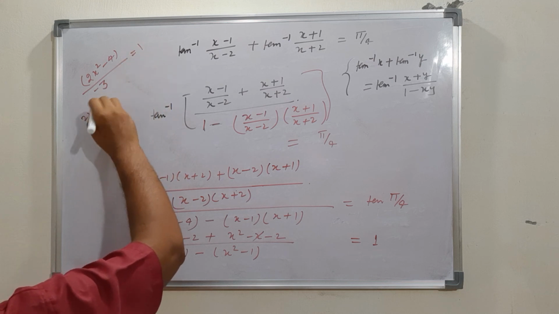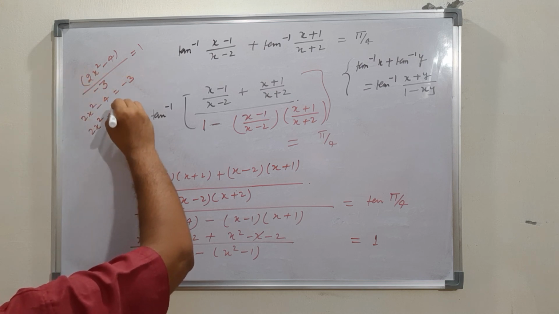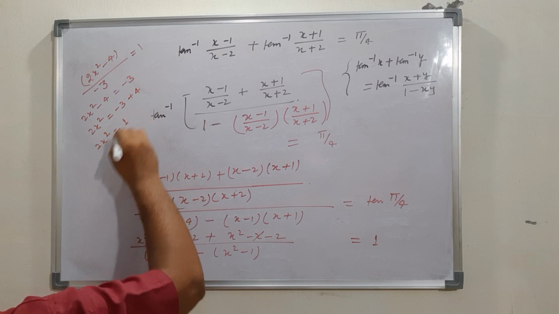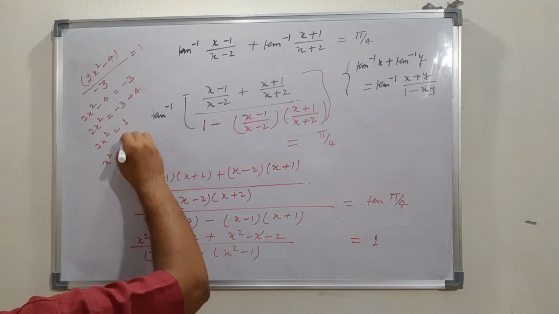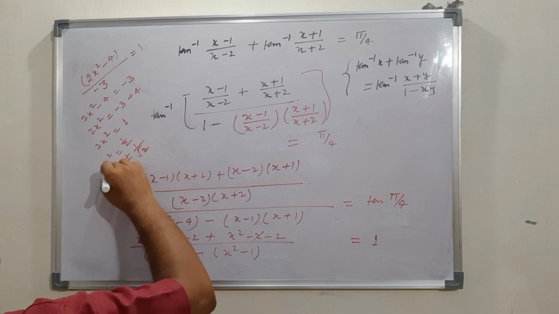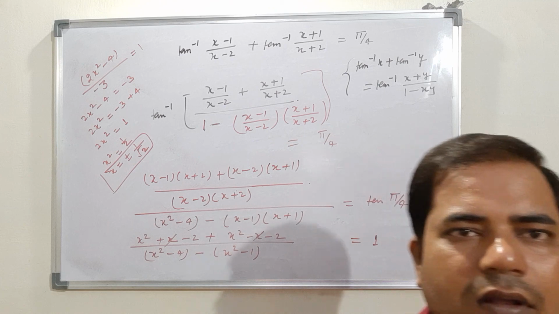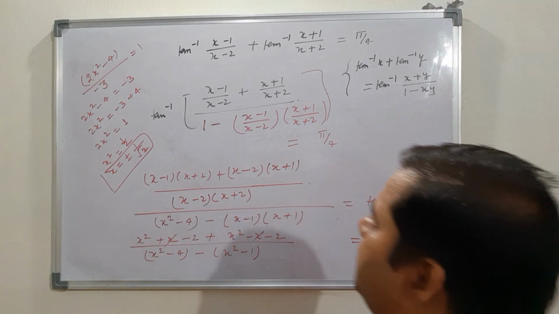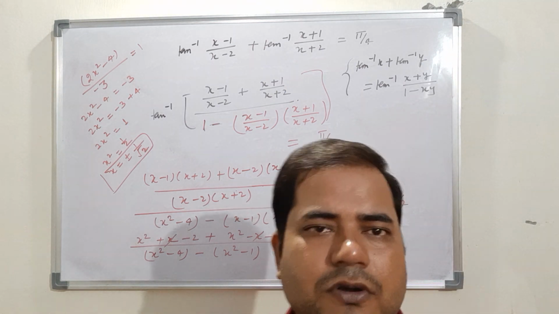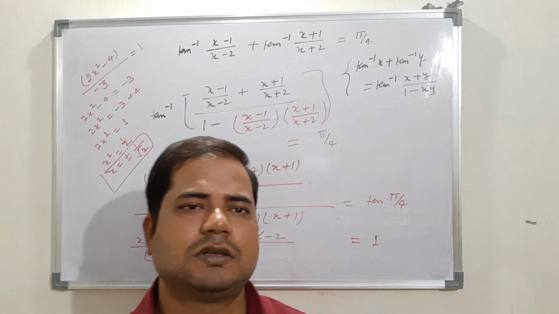So 2x square minus 4 is equal to minus 3. So 2x square is equal to minus 3 plus 4. 2x square is equal to 1. X square is equal to 1 by 2. So x is equal to plus minus 1 upon root 2. So this is the value for this particular question, this inverse trigonometric equation. So thank you for today. We shall discuss the next questions in the next lecture. Thank you.